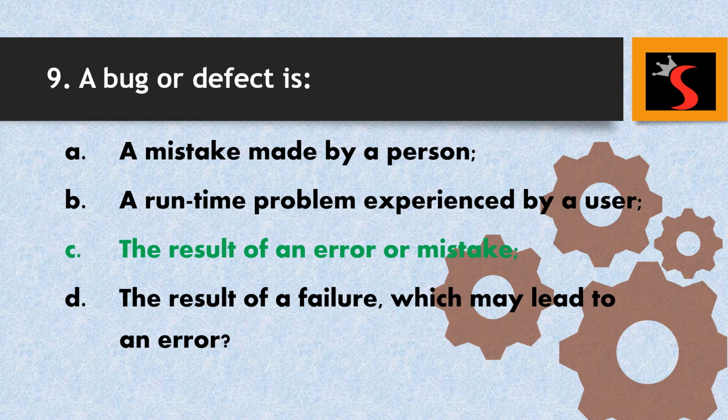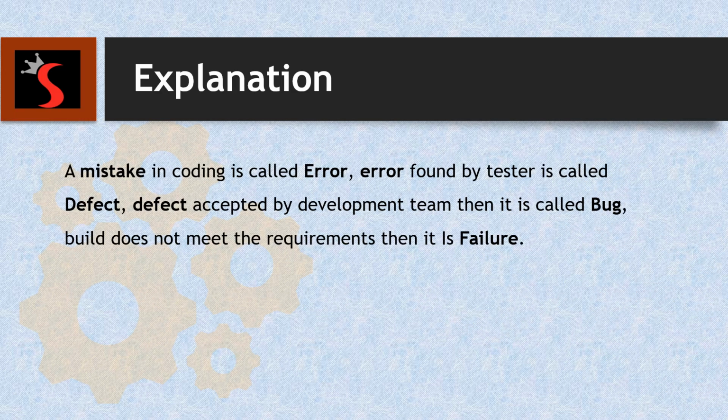And the right answer is option C. The result of an error or mistake. Explanation. A mistake in coding is called an error. An error found by a tester is called a defect. A defect accepted by the development team is then called a bug. If the build does not meet the requirement, then it is a failure.